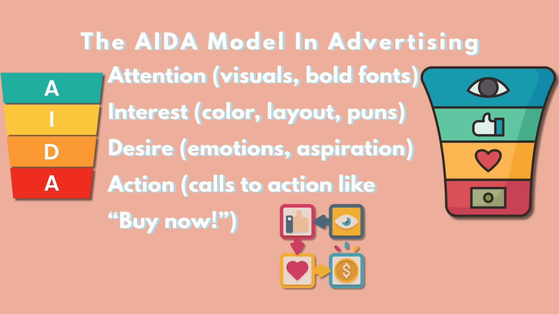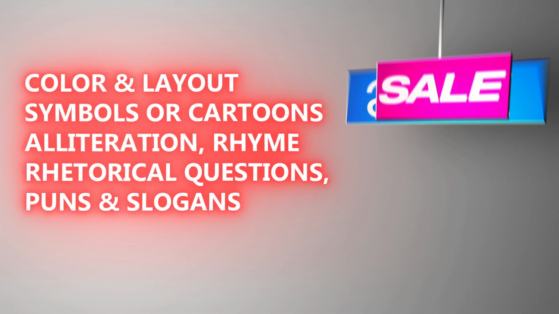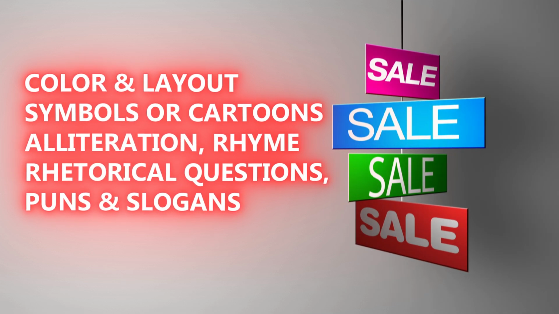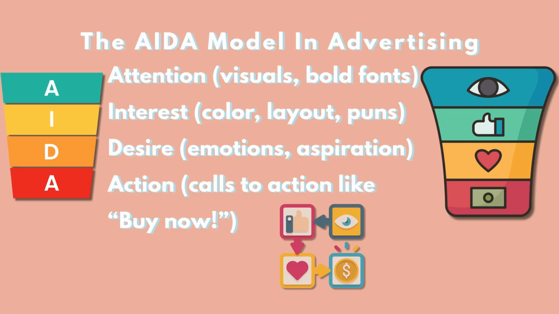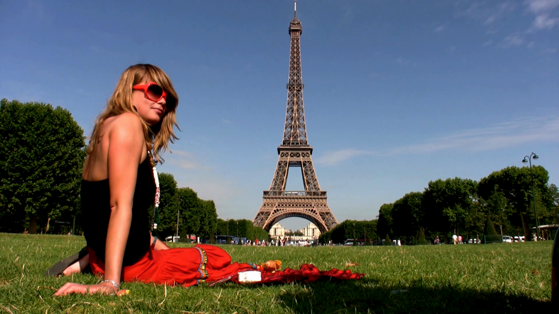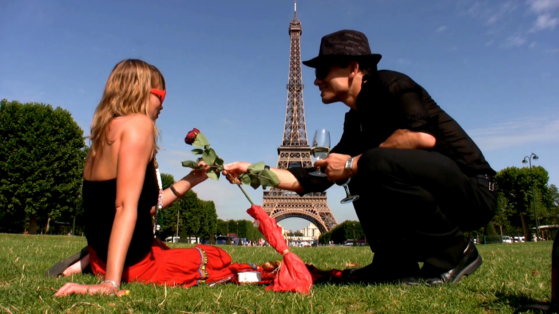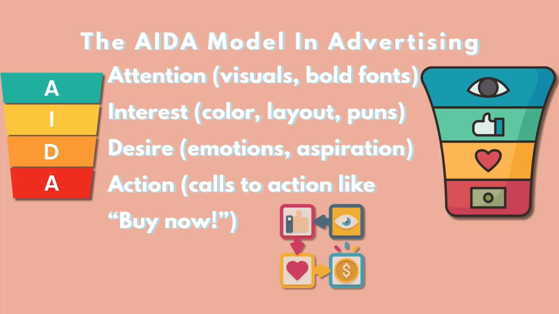I, interest. Once attention is captured, interest needs to be maintained. This is done using visual techniques like color, unusual layouts, symbols, or cartoons, and linguistic techniques such as alliteration, rhyme, rhetorical questions, puns, and slogans. D, desire. The ad then creates an emotional or aspirational need. This might be a desire to look attractive, feel powerful, be successful, or fit in. A, action. Finally, the ad pushes the viewer to take action. Think of phrases like buy now, limited time only, or join the movement.